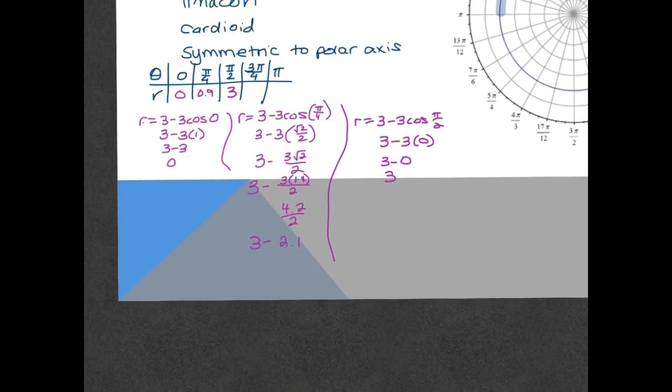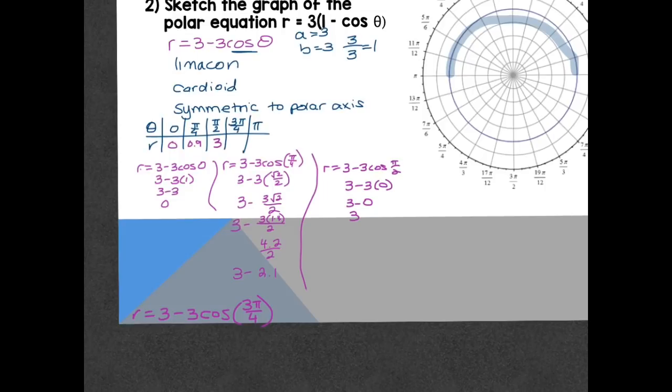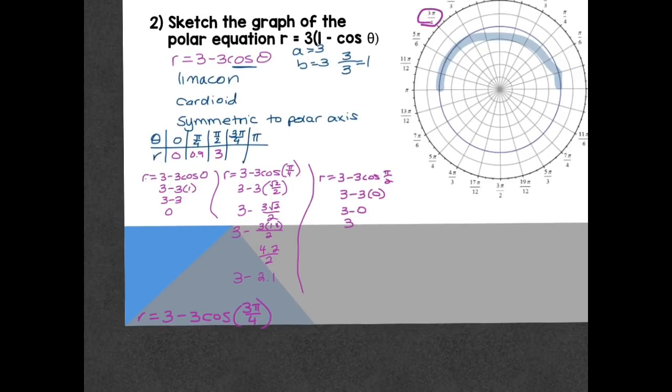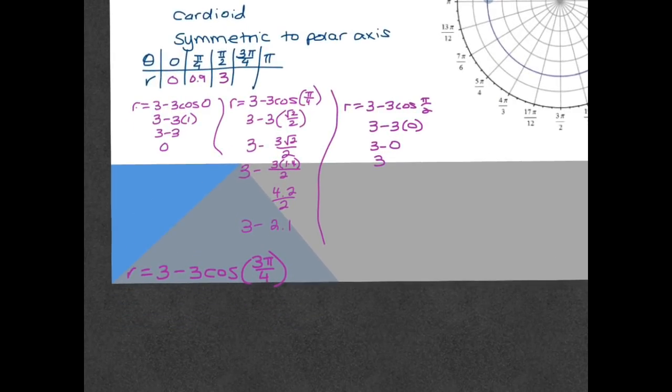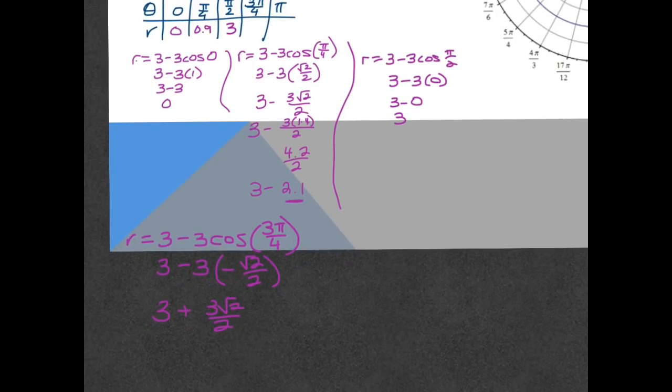Then I will continue. r equals 3 minus 3 cosine 3 pi over 4. So I'm still at over 4, which means cosine's root 2 over 2, but 3 pi over 4 is in my second quadrant. So I've now changed my cosine from positive to negative. So this is 3 minus 3 times negative root 2 over 2, or 3 plus 3 root 2 over 2. We just approximated that to be 2.1. So 3 plus 2.1 is 5.1.